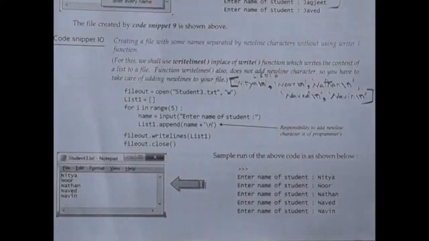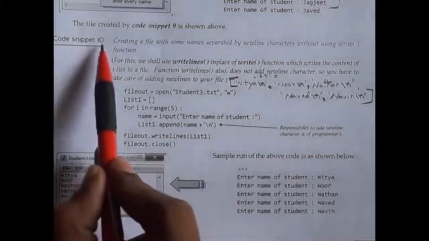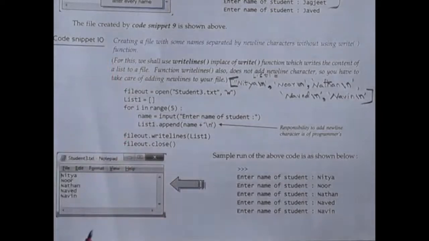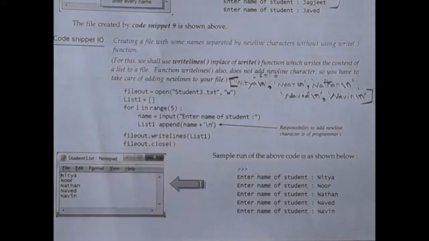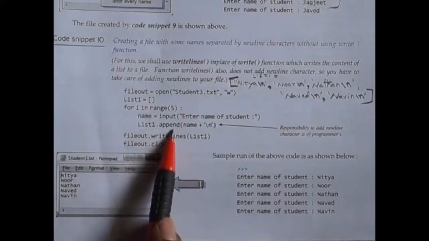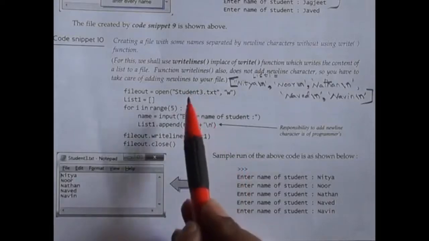So good morning students. Today we are going to see computer science class. Take page number 185, chapter 5, file handling. Today we are going to see code snippet question number 10. We are going to see the term list1.append, how this list1.append is going to execute. That's what I am going to explain.